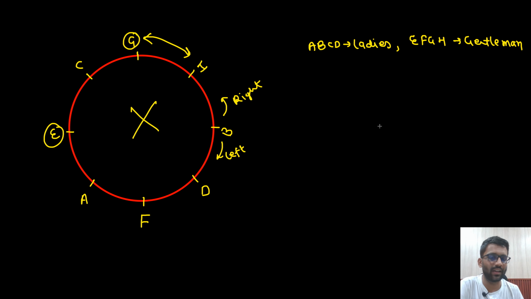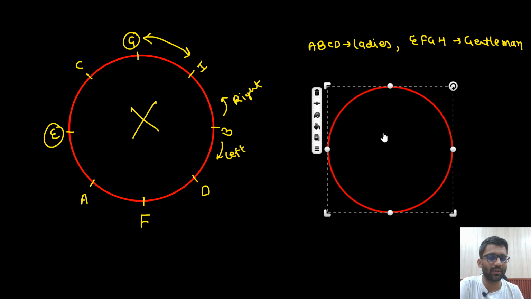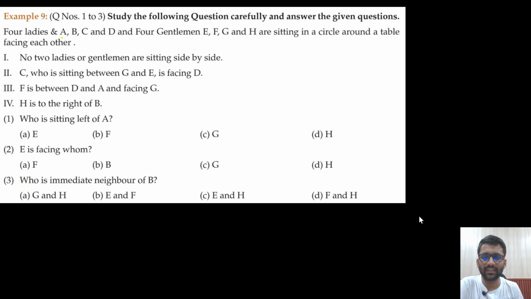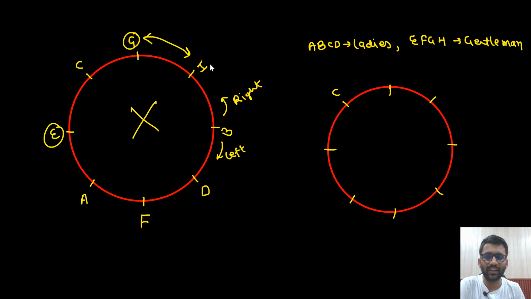Now you have to restart. Again you have to restart, because with respect to the changing position, everything will change. So I will restart again now. In the examination, it may happen that one of the combinations can go wrong. So what did they say? C is sitting between G and E. So I am assuming E this time here and G here.